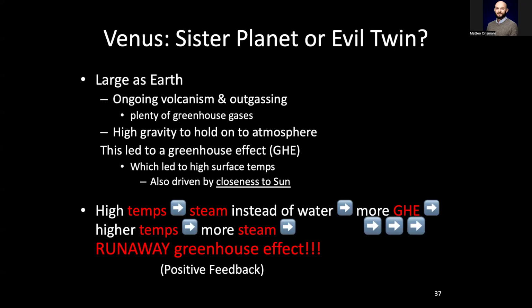So you start by putting water vapor into the air, and you have no way of getting the water vapor out of the air. And the temperatures just keep going up and up and up until you get to 880 degrees. So this is the runaway greenhouse effect.